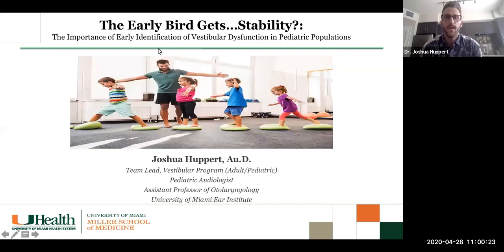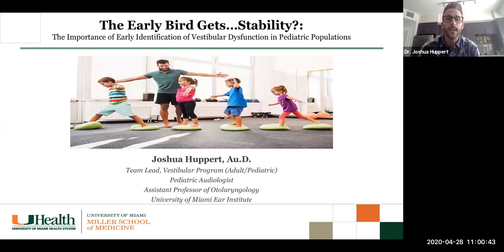Good, good, good. So my name is Joshua Huppert. I am an audiologist and assistant professor of otolaryngology at the University of Miami Ear Institute. I lead the vestibular team there. So we do full diagnostic vestibular evaluations across the lifespan.